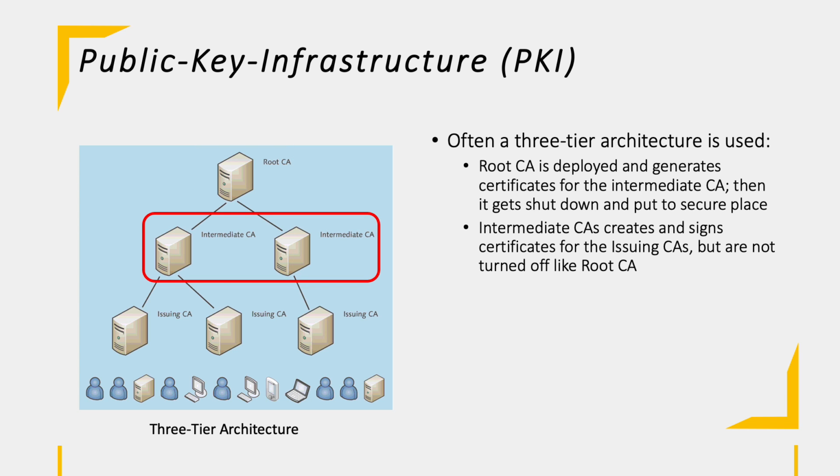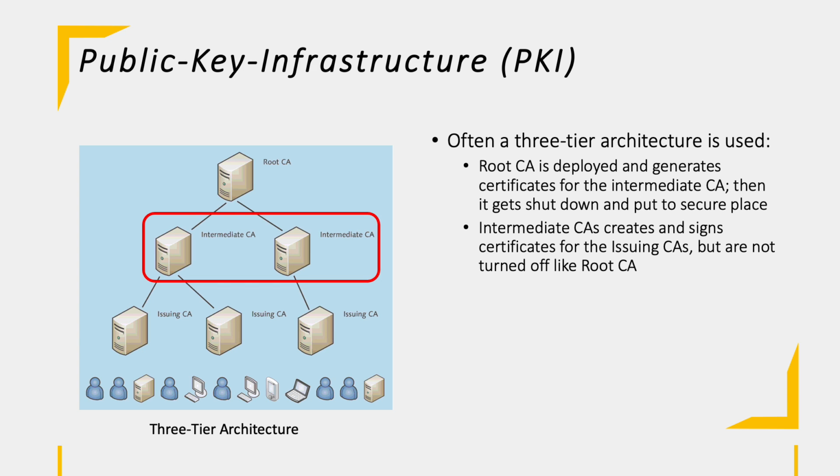On the other hand, you have the intermediate CAs, which are in between the root certificate authorities and the actual issuing certificate authorities, which are in the next level. Those generate certificates for the actual issuing CAs, but those are not turned off. So if an intermediate CA is compromised, stolen, or damaged, the damage is bad, but it's not like the entire chain of trust is destroyed for this company. Just the subsequent CAs are affected by this one.